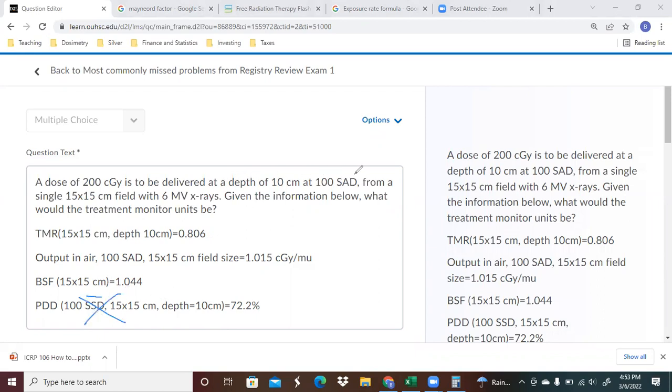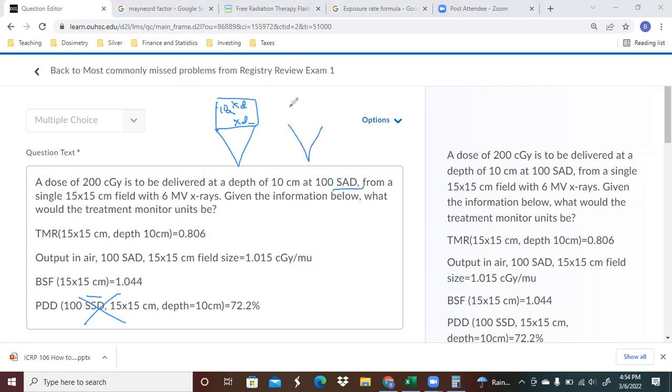And the reason is that this is an SAD setup. Because it's an SAD setup, that means that we've got the phantom here. This is Dmax. This is the point of interest out here at 10 cm. So if this is the only information that we're given and we know we want to deliver 200 here, the question is, how do we come up with the monitor units? Well, the beam is coming through and interacting here.